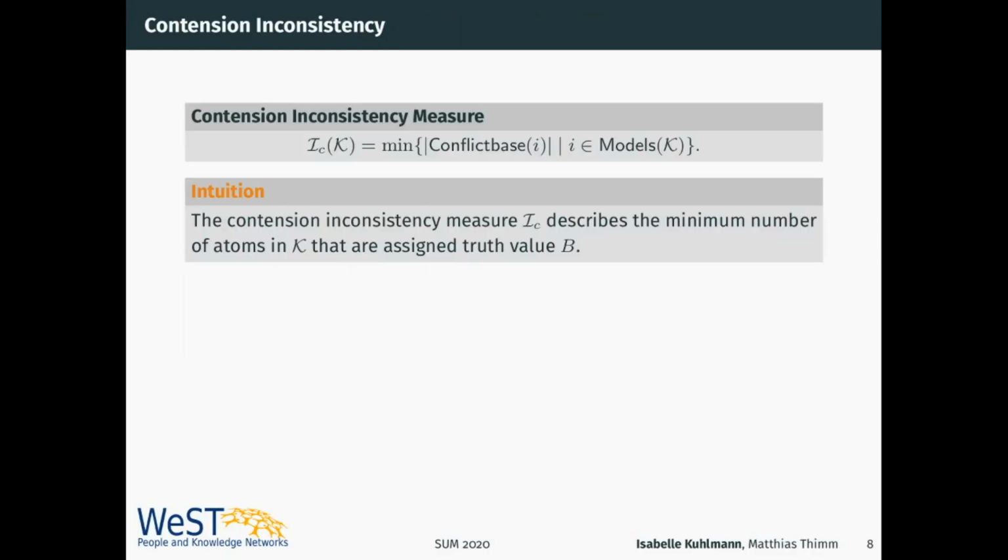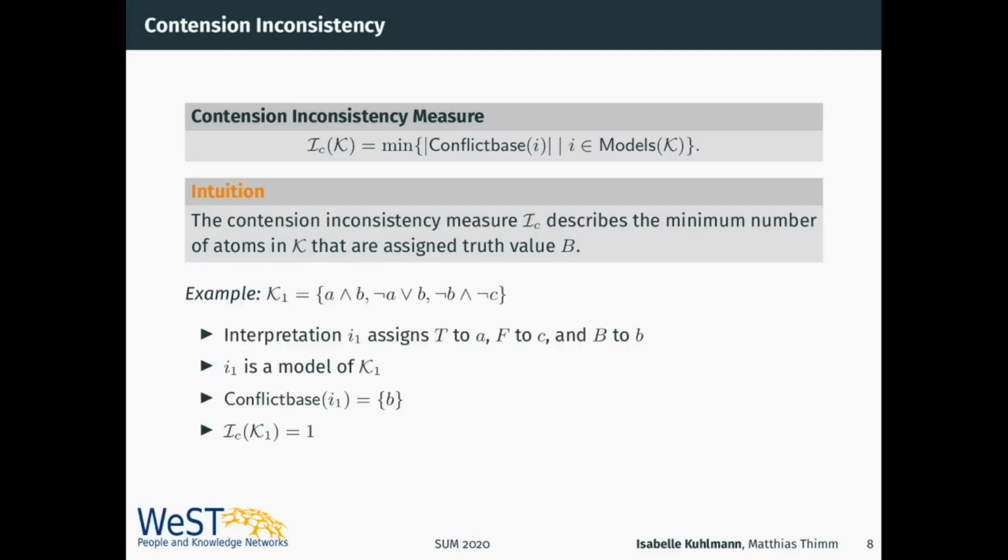Finally, we can define the contention inconsistency measure. Essentially, this measure simply describes the smallest possible conflict base. The intuition behind this is that we're looking for the minimum number of atoms that need to be assigned B in order to make the knowledge base consistent. So let's take a look at an example here.